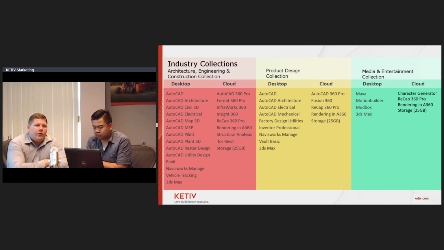But it is available. We can send the link out after this, but just so you know, the prices are available for Product Design Collection. I think it's about $2,400 per year to rent that. We'll confirm that when we send out the link to you. But they are available for single user for these 3 collections.